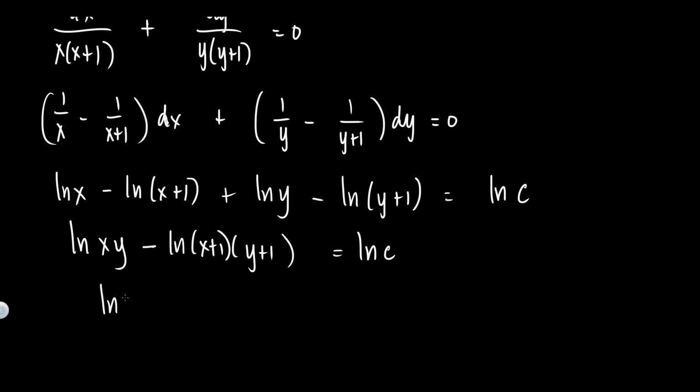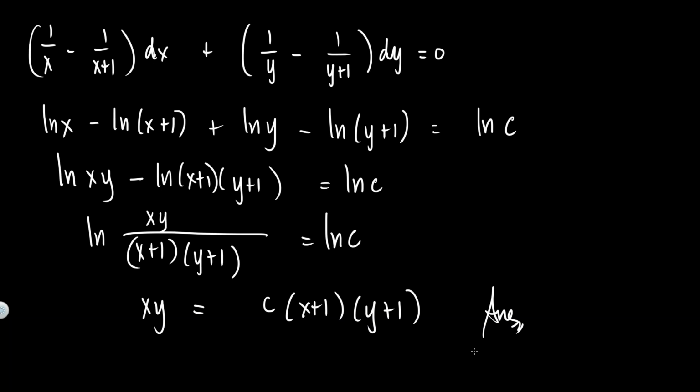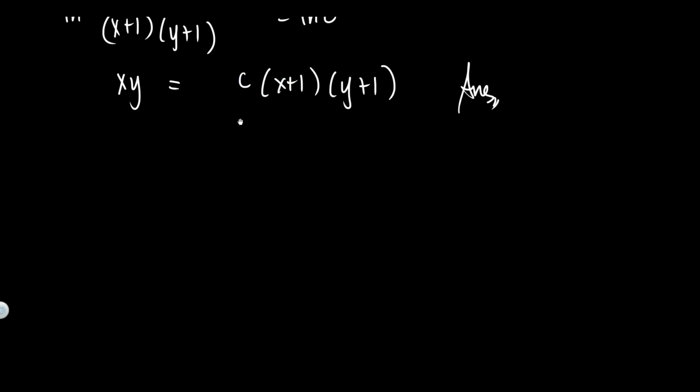So, division, ano? Or ln of xy over (x plus 1) times (y plus 1) equals ln c. Or xy equals c times (x plus 1) times (y plus 1). Yes? So this is the general solution. Okay? Yes, so number 6. Yeah, madali lang, no? Number 6.